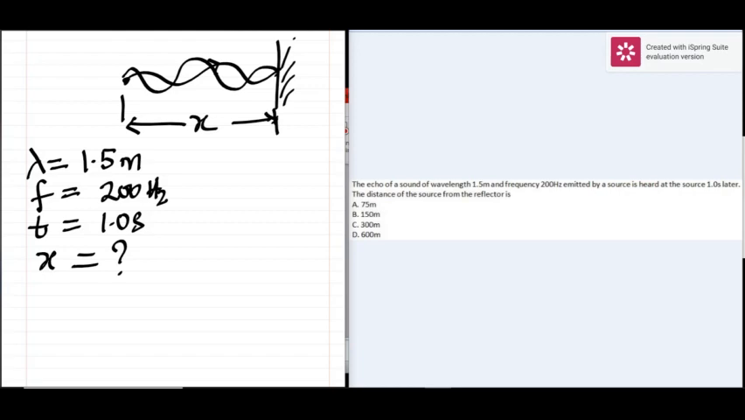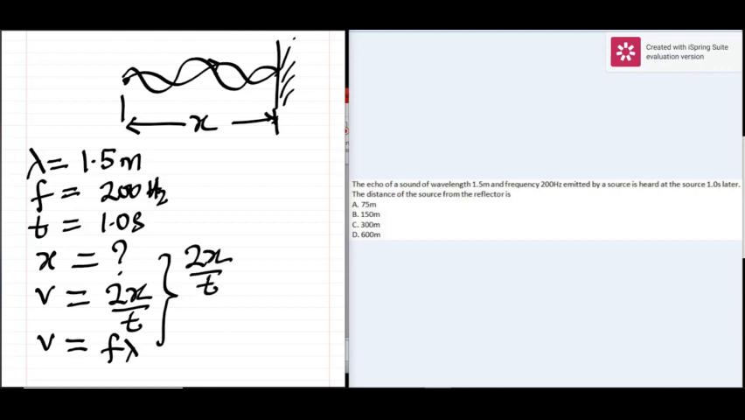Generally, for sound wave to reflect from a plane surface, the speed of that sound is given by twice the distance all over the time. Also remember the speed of wave generally is given as the frequency times the wavelength. These two are equal. That means 2x all over the time is equal to the frequency times the wavelength, making x the subject of the formula, the distance. That will give us the frequency times the wavelength times time, all over 2.